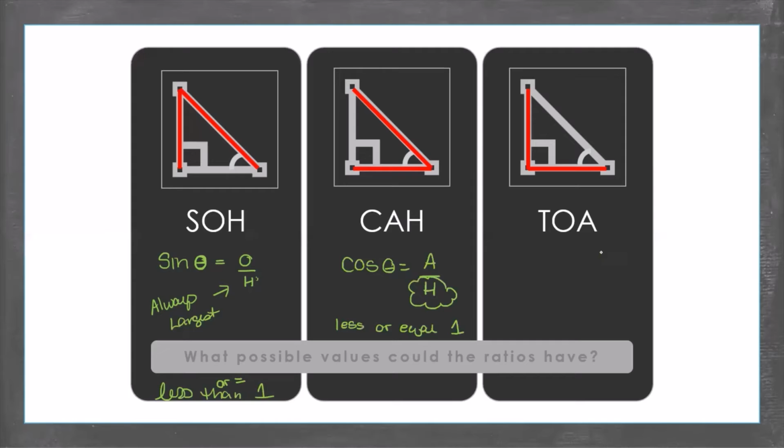The tan ratio, though, is different. The tan of an angle is equal to opposite divided by adjacent. We can't predict whether the opposite is longest or the adjacent is longest. It's not consistent. This is the only ratio that can go from 0 to greater than 1. It doesn't have a limit. So those are the possible values you could have.